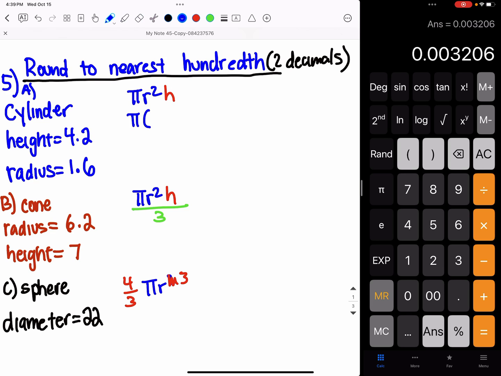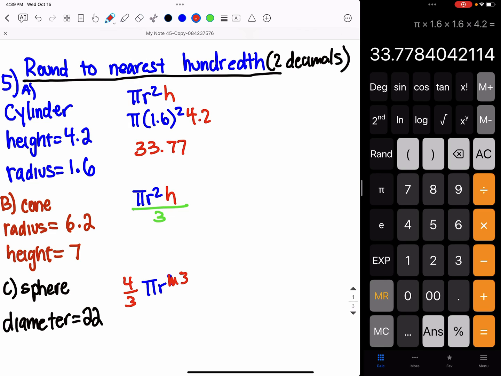Pi times the radius is 1.6 twice, times the height is 4.2. Let's go ahead and do that. I'm going to use the pi button. Pi times 1.6 times 1.6 times 4.2 is 33.77. I have to look at the next number, which is an 8. Yes, I do round up, so it's not 33.77, it's 33.78 units cubed.